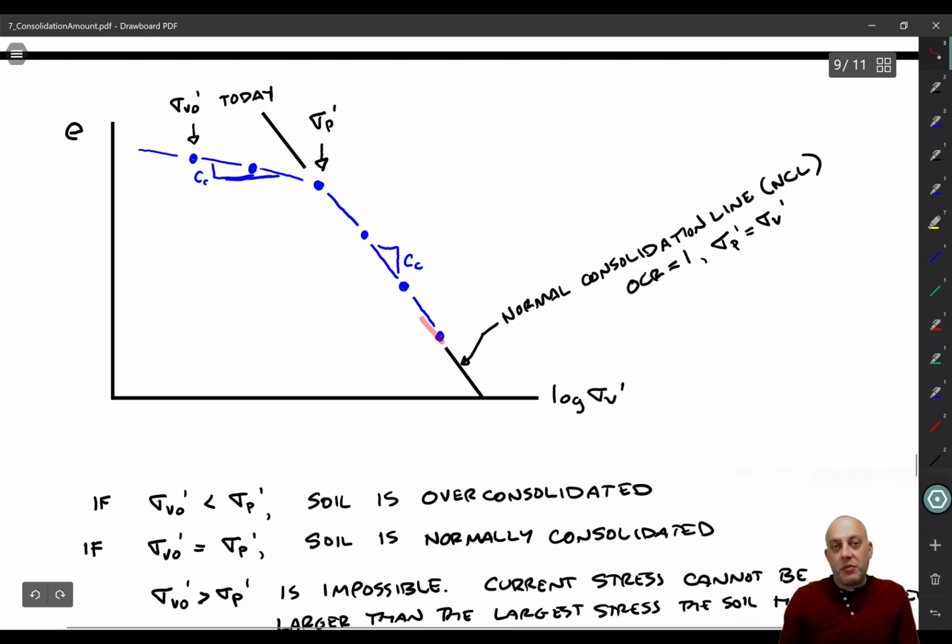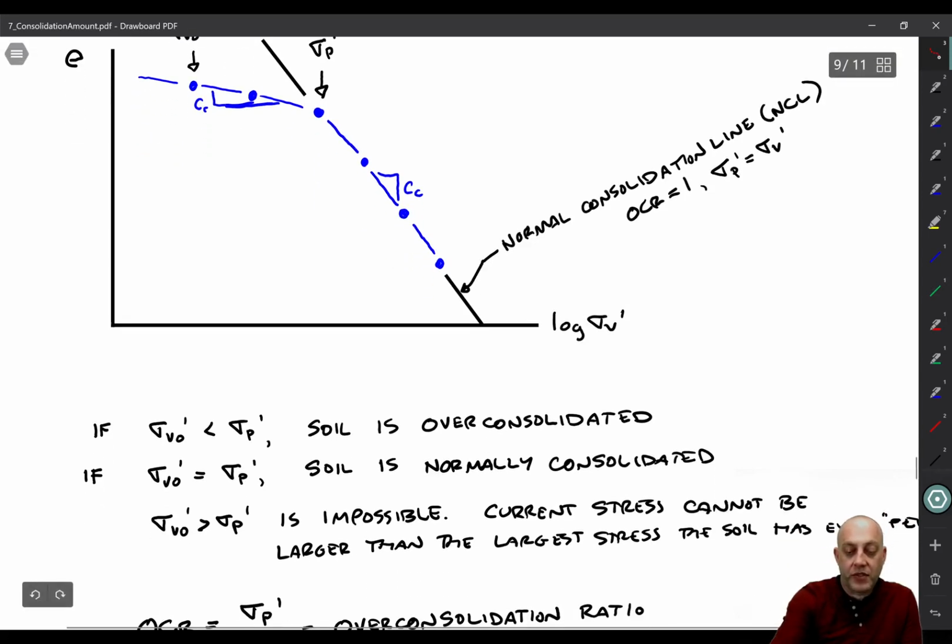Okay, remember, sigma p prime is not a constant. It's not a material constant. It's a variable. So as you load down the line right here, sigma p prime is increasing with you. It's always staying right where you are. That's why sigma v naught prime is equal to sigma p prime, because it's being updated. So it's impossible to have sigma v naught prime bigger than sigma p prime.